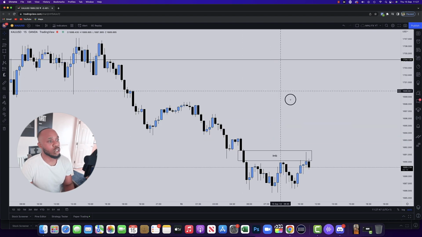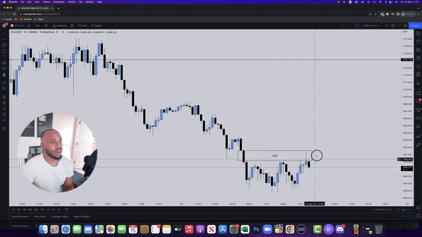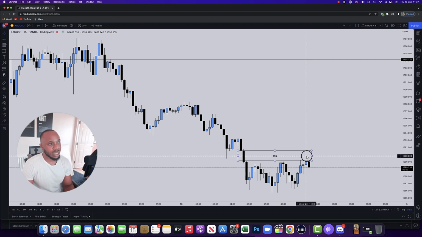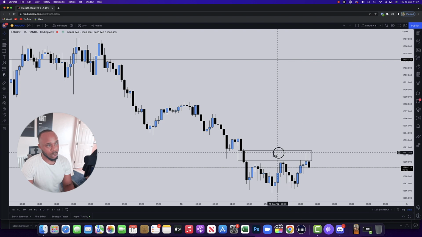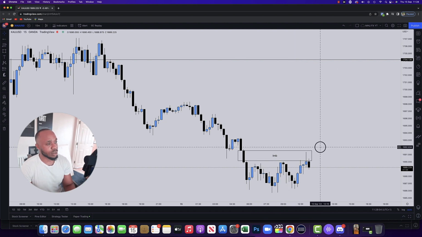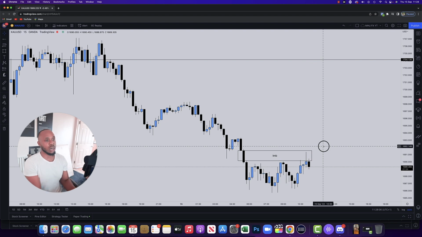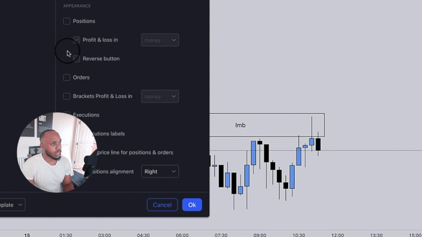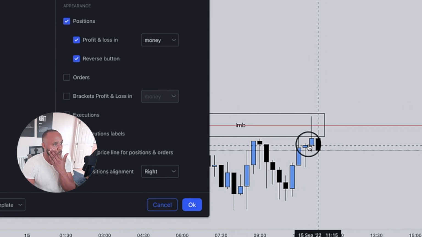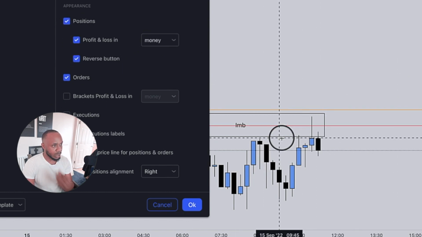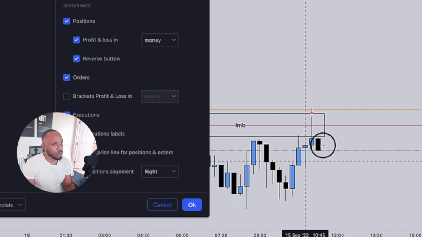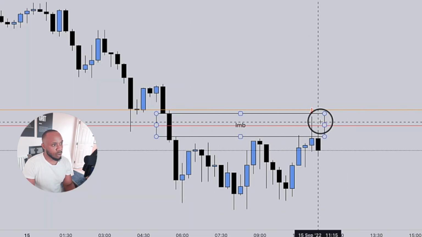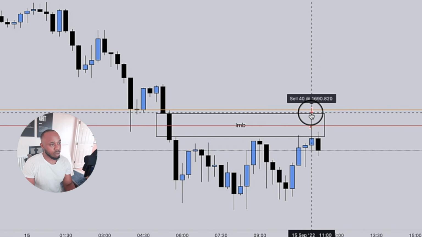Now when it comes to entries, this is where I got active. The moment price traded up into this imbalance, you guys know I like to enter roughly about 50%. I put my stop loss above the imbalance and just above this wick over here. Now I'm targeting the downside, and you guys know exactly where my targets are, 1680 minimum. If I go ahead and put my annotations on now so you guys can see it, let's put my orders on. So this is my sell. You see where my stop loss is, and you can see the executions too. This is where I jumped in, roughly about 50%.